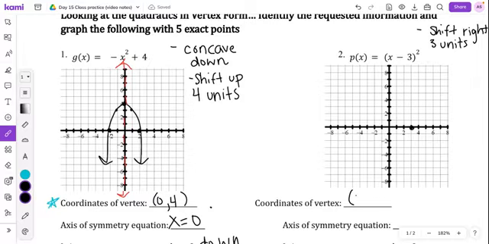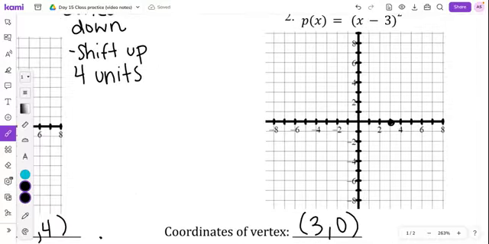So really the vertex does not shift up or down from 0, 0, but it does shift to the right. So we're moving it 3 units to the right. So from here, because A is just 1, there's no stretch or compression, we can go to the right 1 and up 1. We can go to the left 1 and up 1.